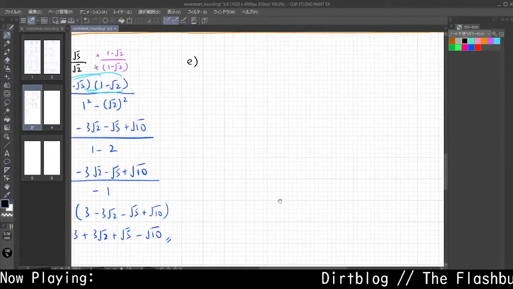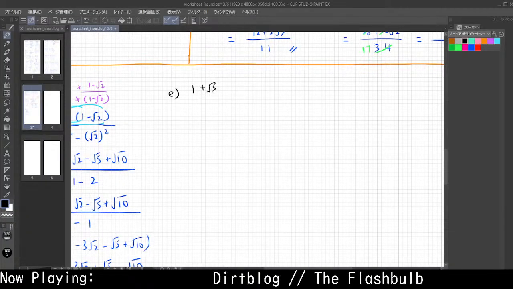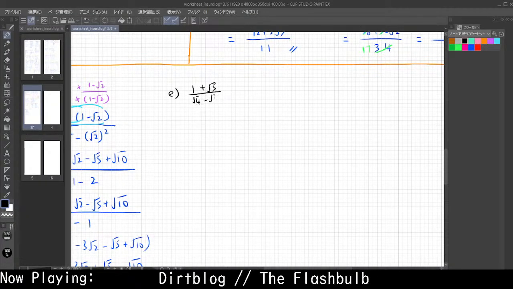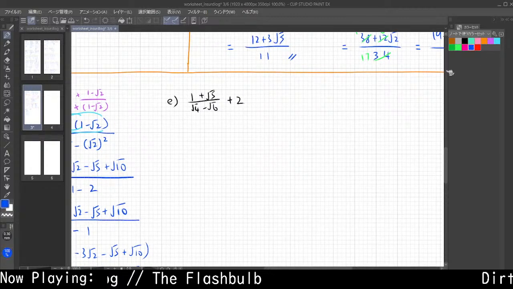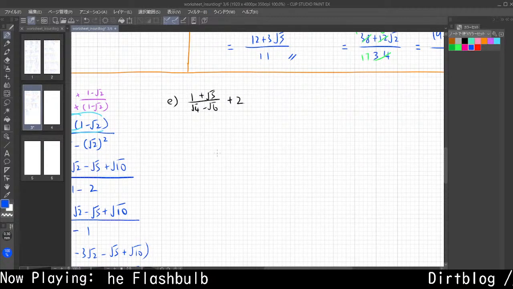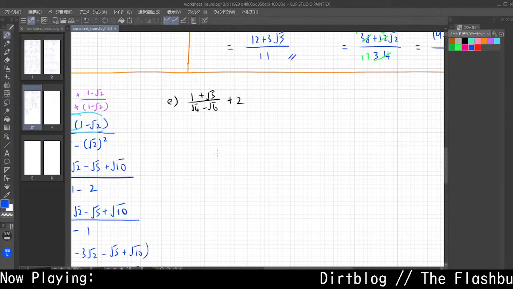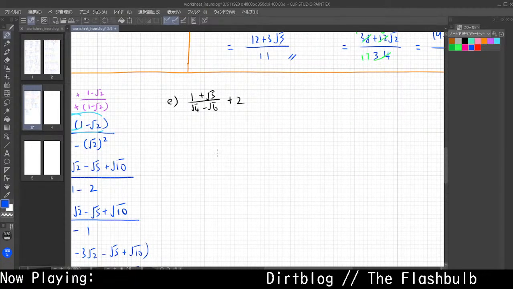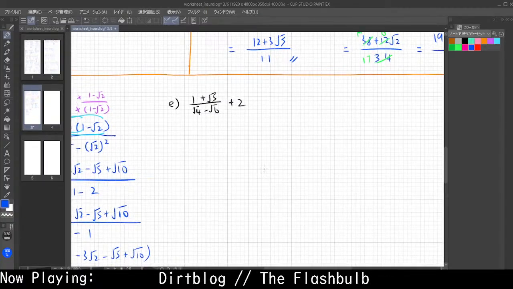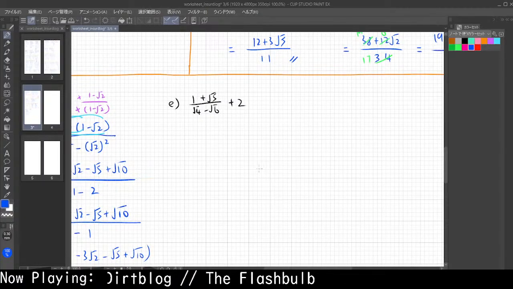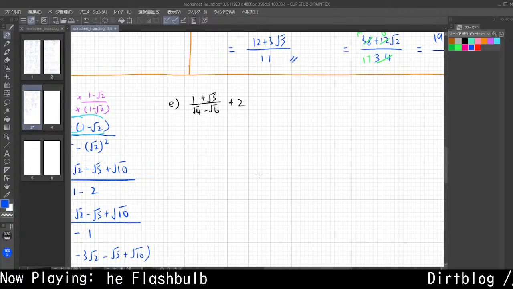Okay, so 1 plus square root 5 over square root 4 minus square root 6, plus 2. Since there's a plus 2 over there, you want to deal with it first. You can choose to either leave it there or deal with it first also. So there are two ways.